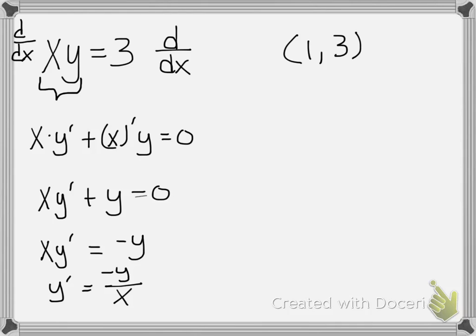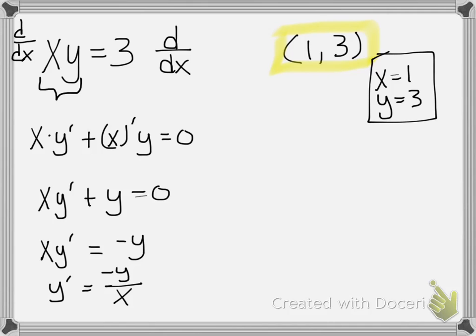And since this is going through the point (1, 3), the 1 is going to be our x, and our y is going to be 3. Alright, so we take these values and plug them in down here on the bottom, and so our y prime is going to be equal to negative y, which is 3, over our x, which is 1. So we're going to have negative 3.